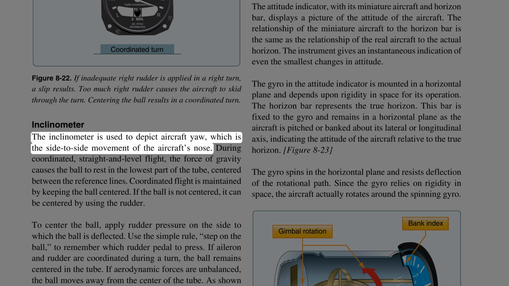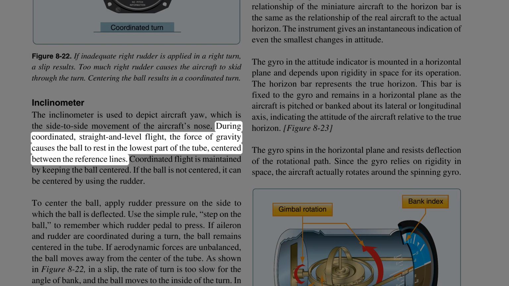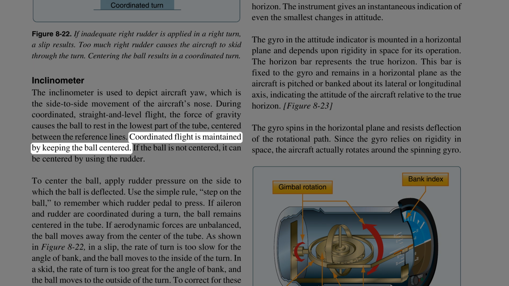Inclinometer. The inclinometer is used to depict aircraft yaw, which is the side-to-side movement of the aircraft's nose. During coordinated, straight and level flight, the force of gravity causes the ball to rest in the lowest part of the tube, centered between the reference lines. Coordinated flight is maintained by keeping the ball centered.